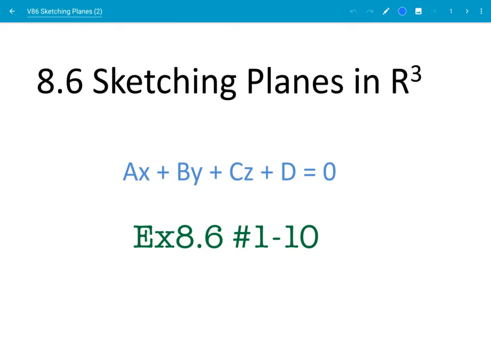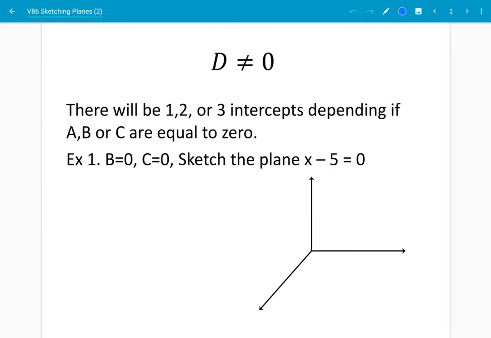D equals 0 means the plane will go through the origin. When D is not equal to 0, it won't go through the origin. Okay, so we'll start off with what I think is easier. When D is not equal to 0, that means the plane is not going through the origin.